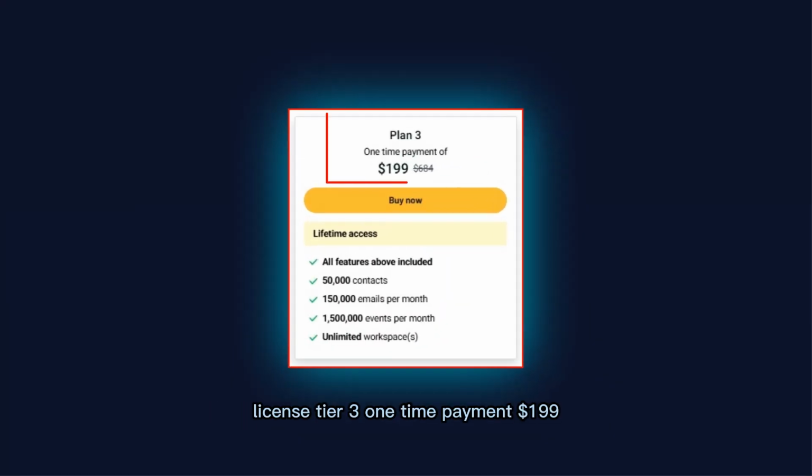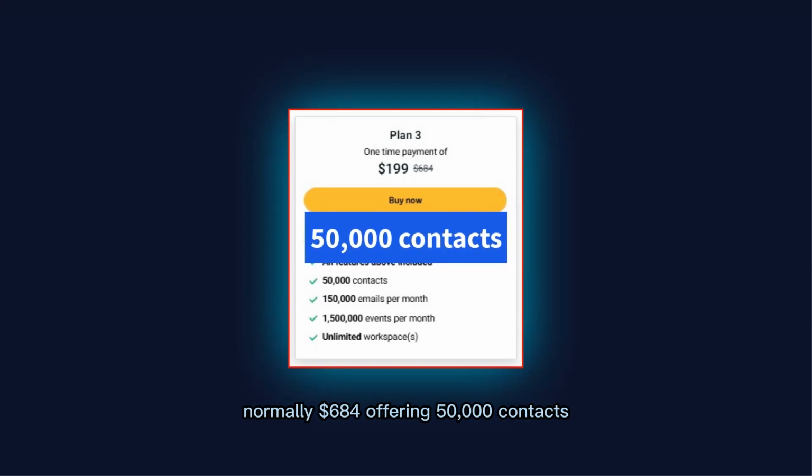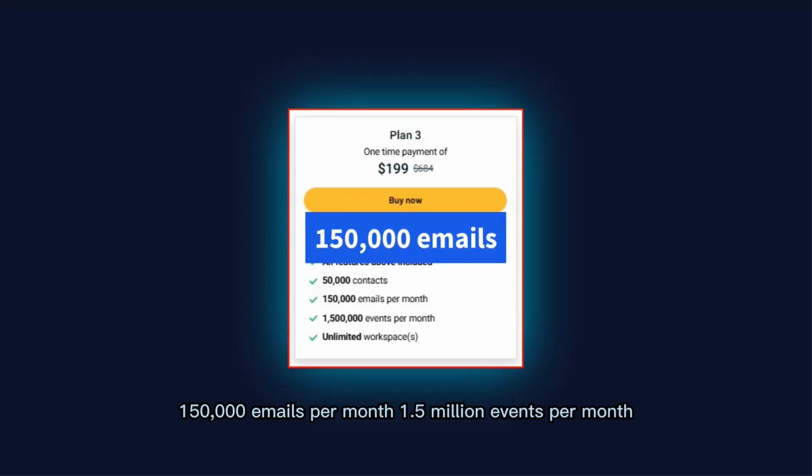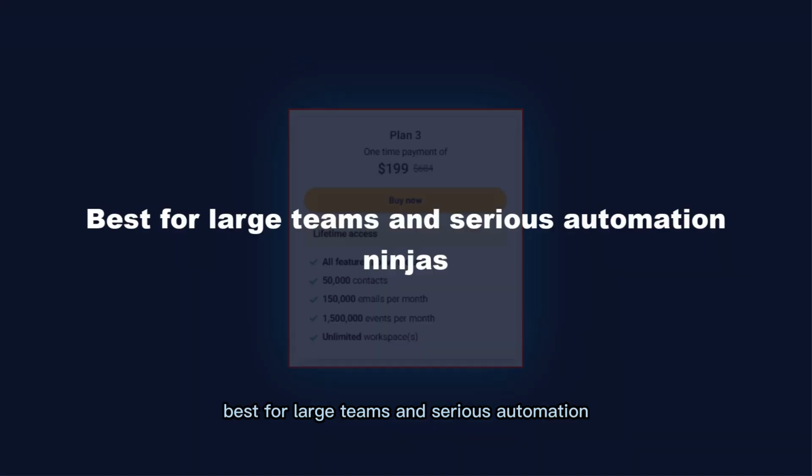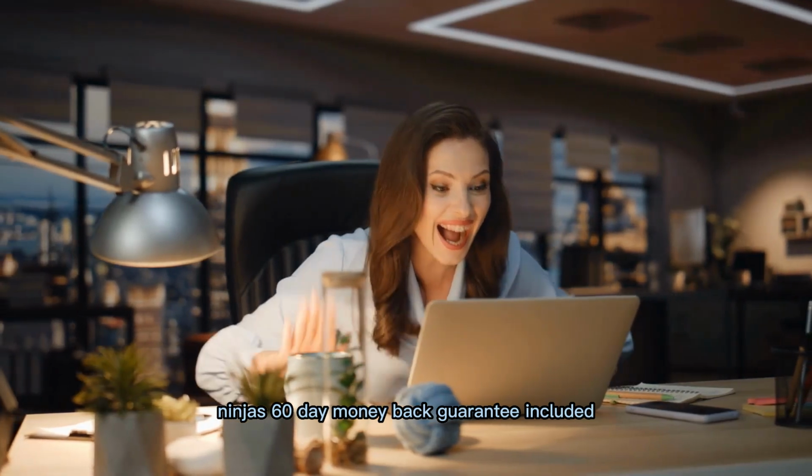License Tier 3, one-time payment, $199, normally $684. Offering 50,000 contacts, 150,000 emails per month, 1,500,000 events per month, unlimited workspaces, best for large teams and serious automation ninjas.